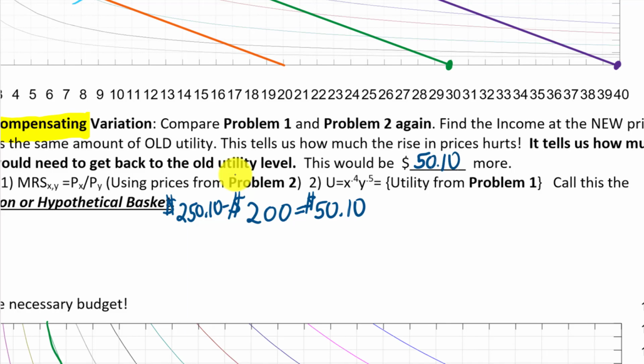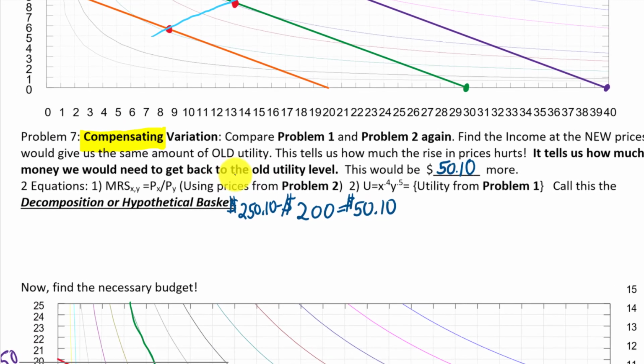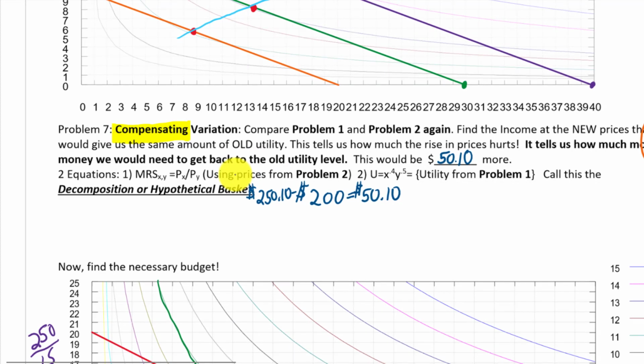So that's what we would put in this blank right here. It tells us how much more money we would need to get us back to the old utility level at the new prices. So all the math, all the graphing reflects the same idea. We want to get back to the original utility level, but at the new prices. Think about that and keep that in your mind when you're doing these problems.